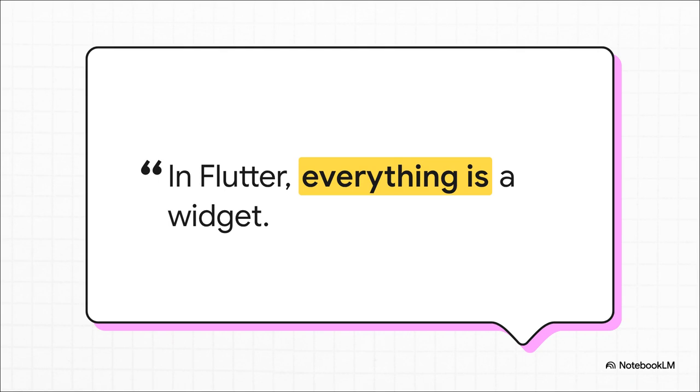It means that button on the screen, that's a widget. The text label on that button, that's another widget. The empty space around the button that gives it some breathing room, you guessed it, that's a widget too. Even the thing that centers your button in the middle of the screen is just a widget holding another widget. Widgets are the literal atoms of your application.